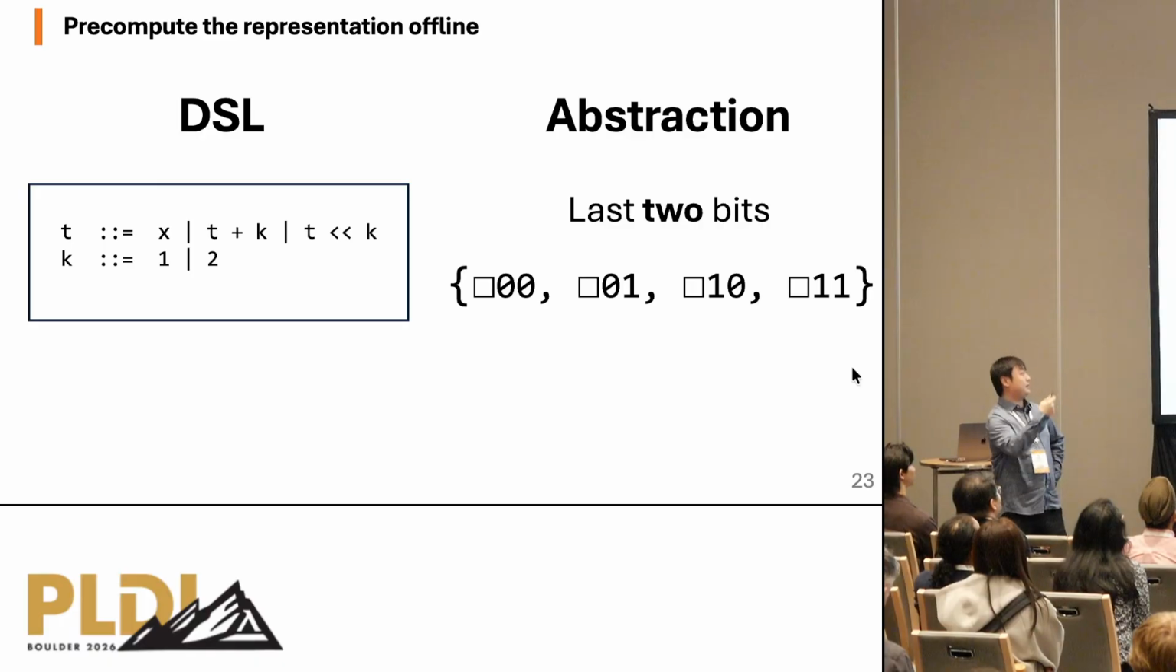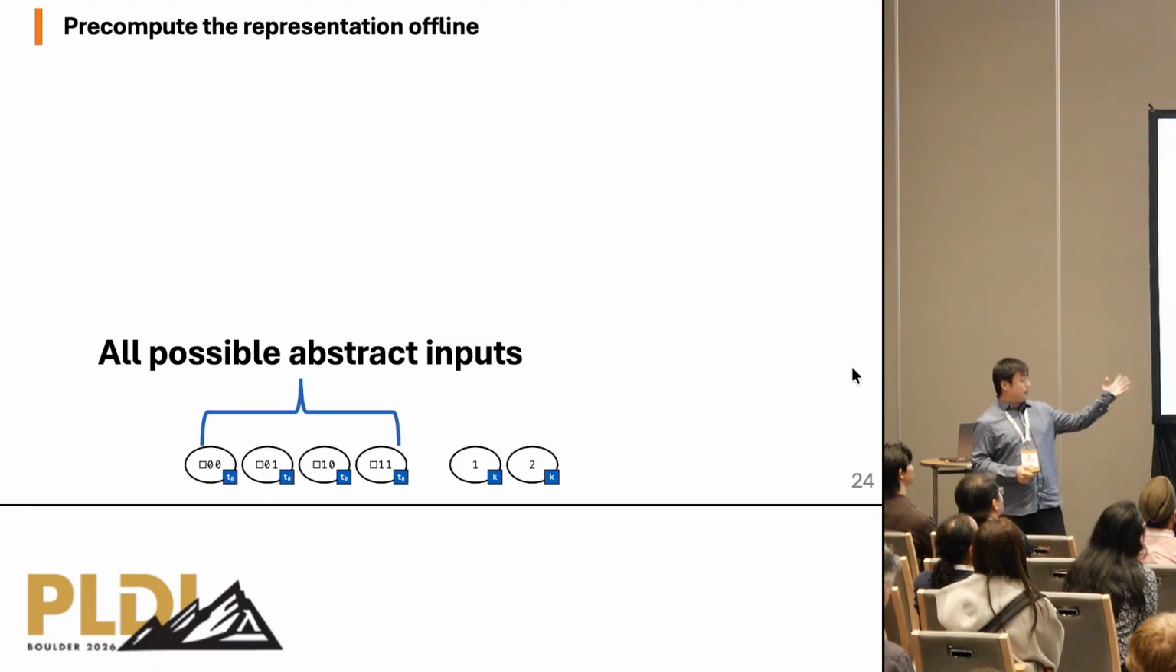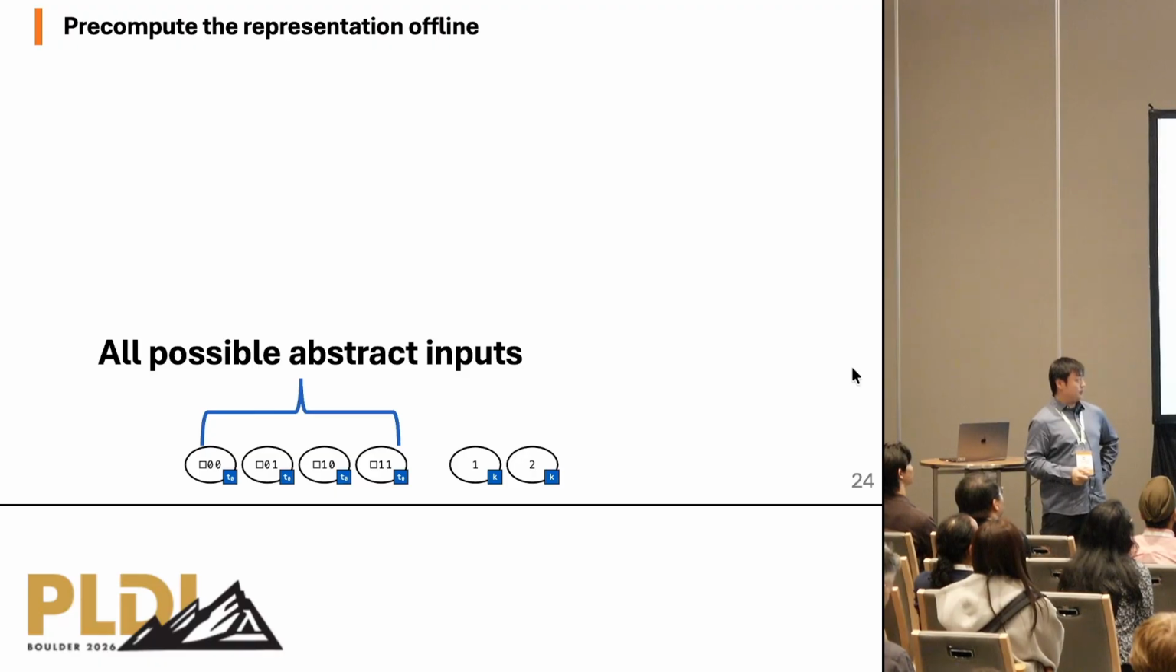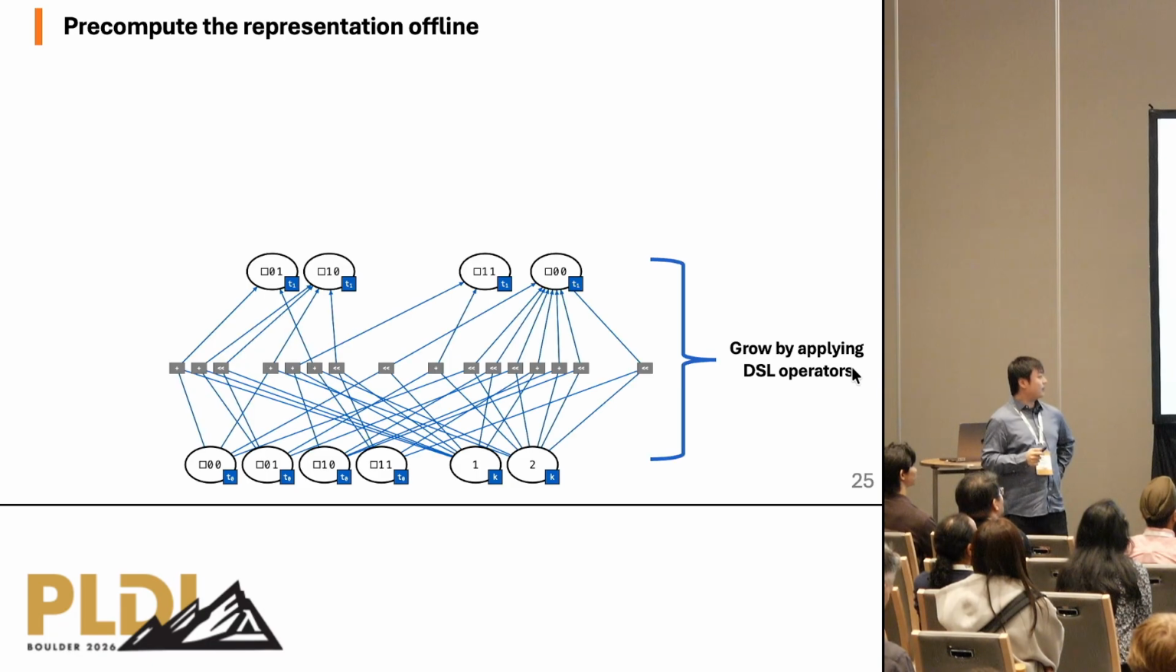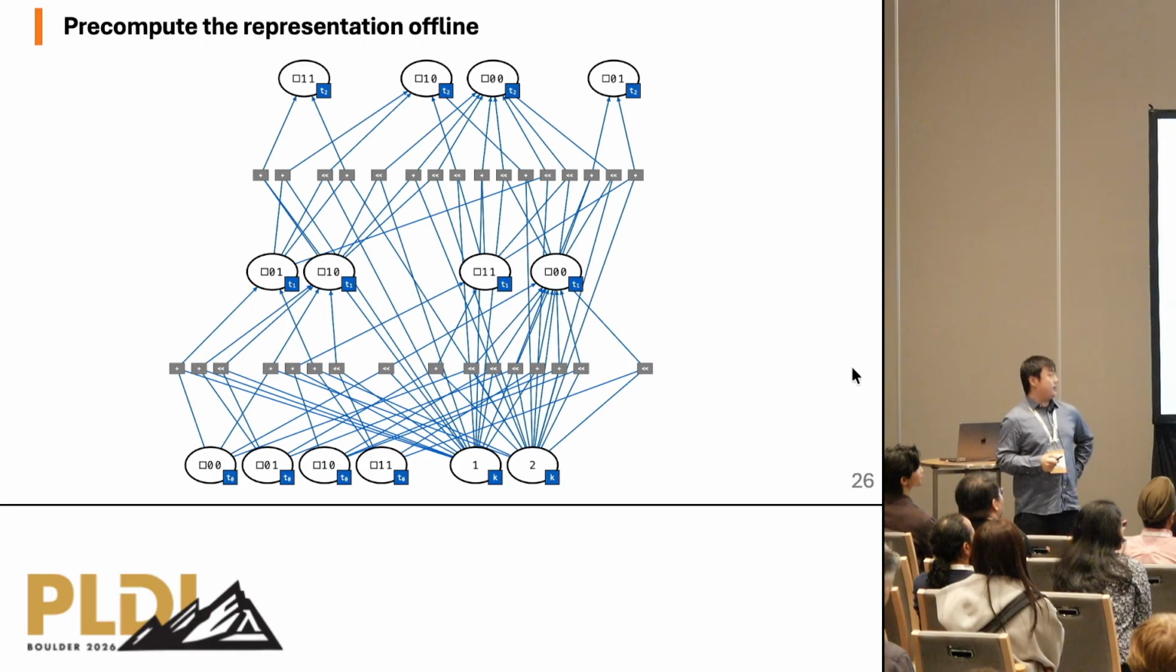This is the DSL and the abstraction I used before. The base case, of course, is that you construct the nodes for all possible abstract inputs and also some values from the grammar. You can follow the procedure I described before: you grow this graph by applying DSL operators, and you can keep doing this until saturation. I'm only restricting the depth to up to 3 because I want to make things finite and bounded.